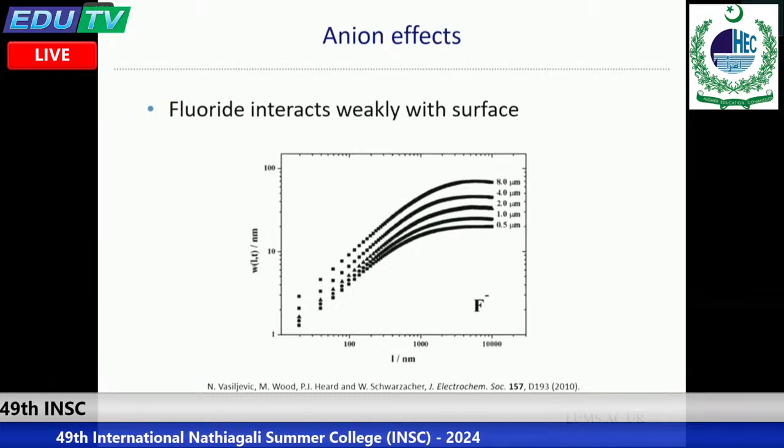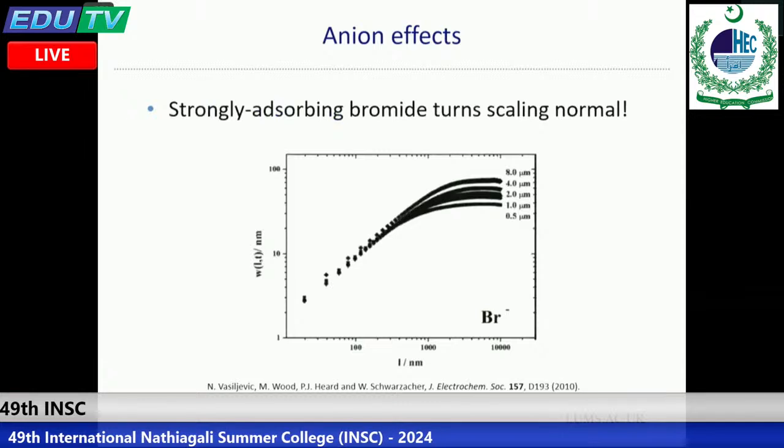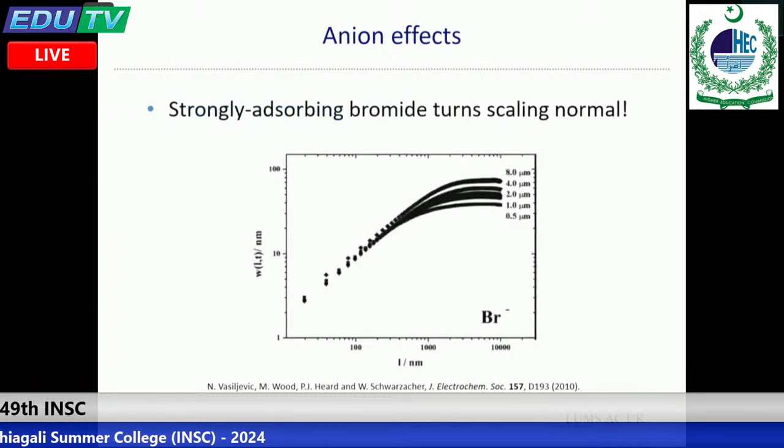What we can do is try different halides. And this is really neat. If you add bromide, which interacts really strongly with the surface, you see that you're going from the situation where you had anomalous scaling to normal scaling. So the scaling analysis is telling you that the growth is different. And if you go to normal scaling, what that's telling you is that the slope is not changing as much.